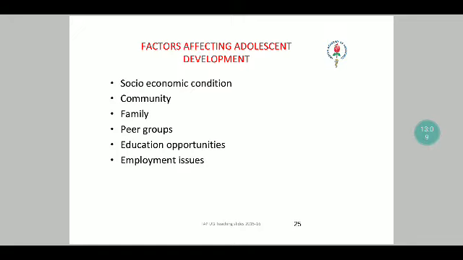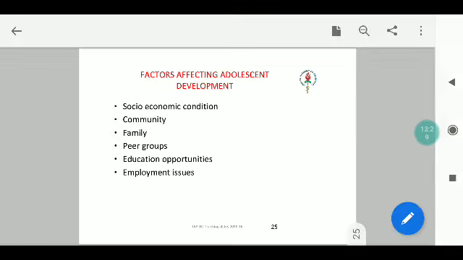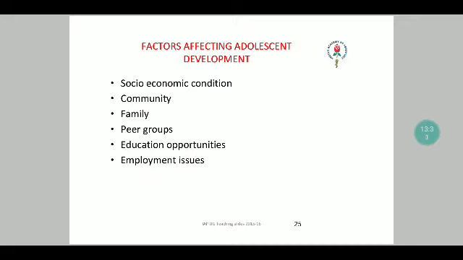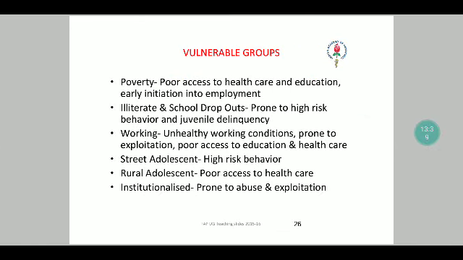Now, if you consider the factors which affect adolescent development, the socioeconomic condition of the family, the community to which they belong, the community beliefs they follow, the family beliefs, and how well the family is involved with the lives of these children do play a role. It's always said that friends play a great role in what the individual becomes, so peer group becomes important, along with employment issues and educational opportunities which are made available.